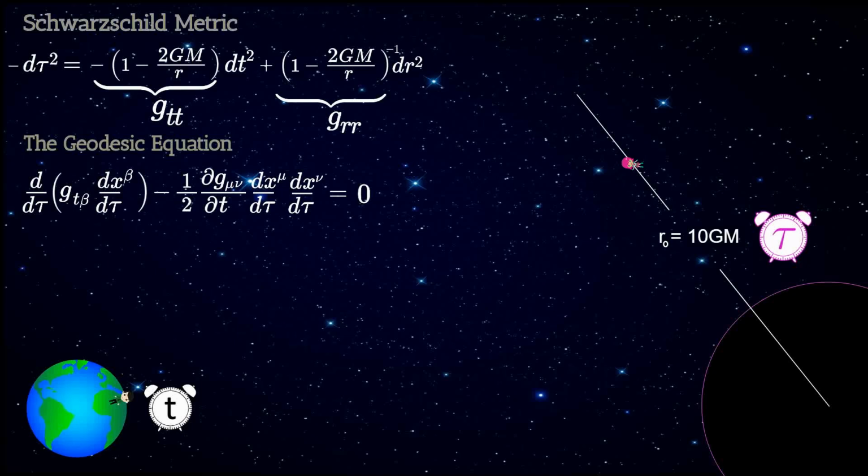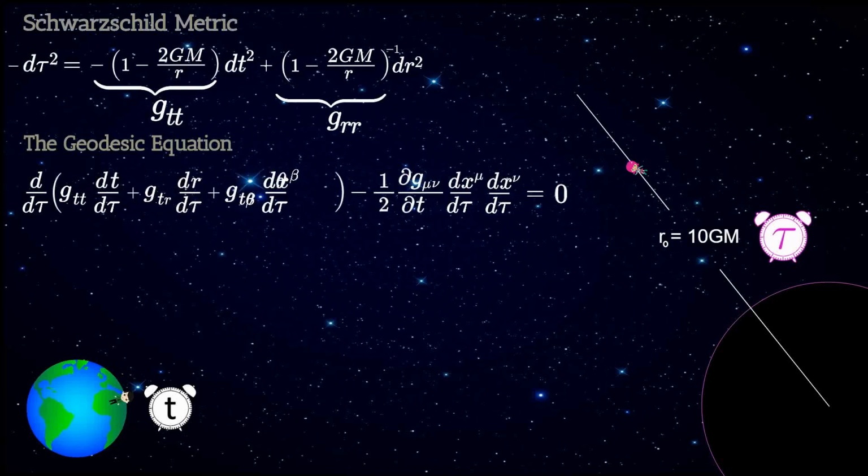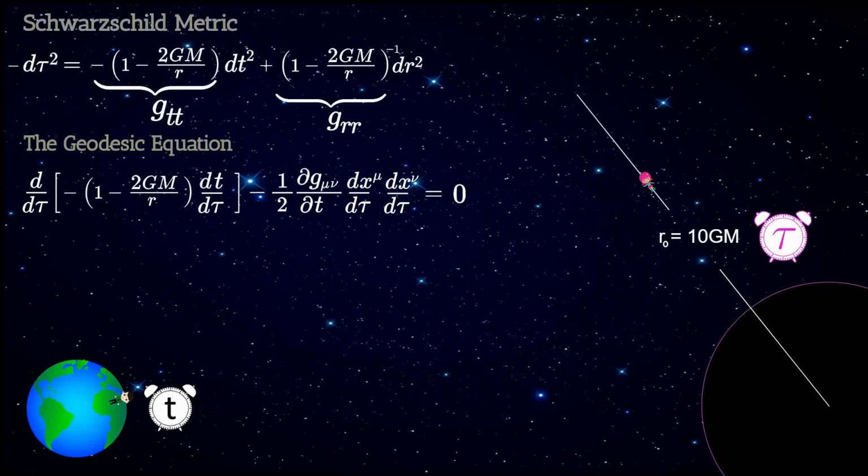The first term of the geodesic equation has the index beta sum over all 4 coordinates, so let's write them out fully to understand what is happening. The only non-zero component in this sum is GTT, since GTR, GT theta, and GT phi do not appear in the metric equation. So let's get rid of the components which are 0, and then substitute the value of GTT into the geodesic equation, which is negative 1 minus 2GM over r. Also note that none of the metric components have an explicit time dependence, so the last 16 terms in the geodesic equation vanish as well.